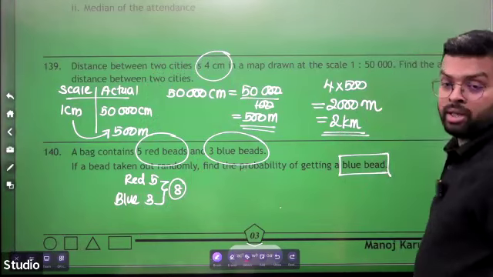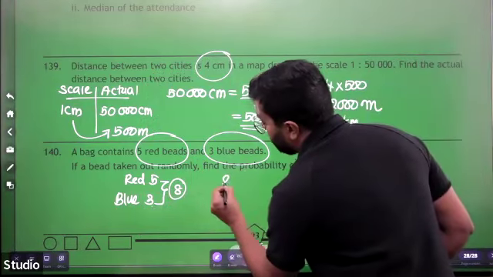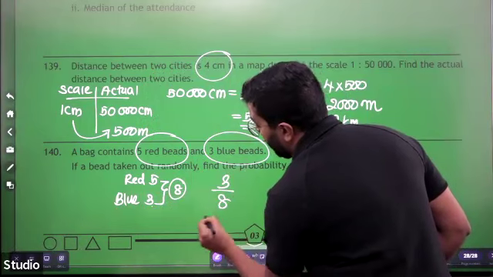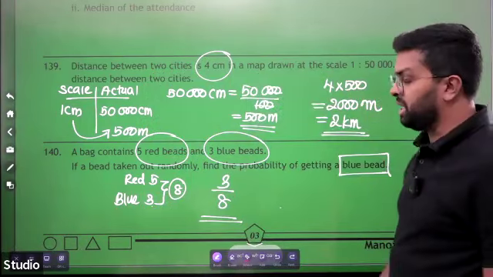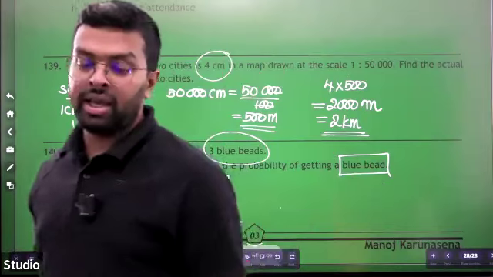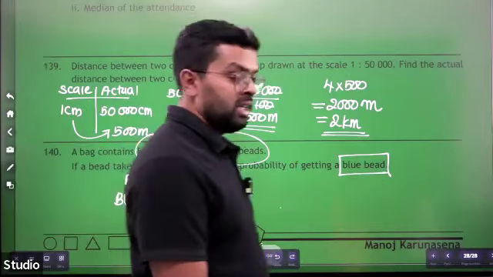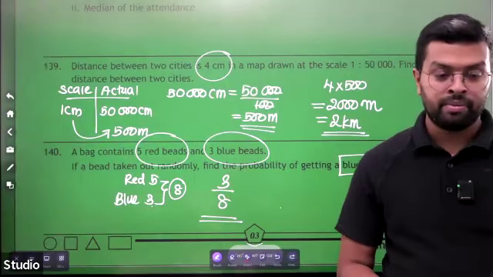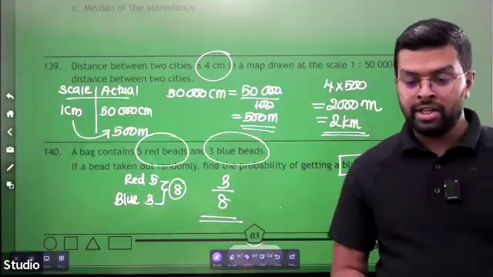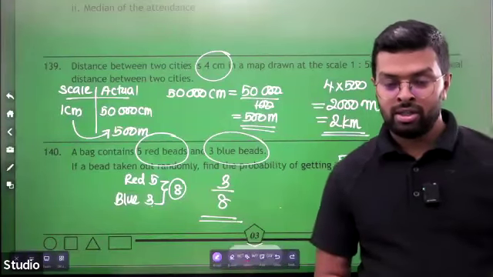You remember this, it is this week's lesson. So we have 3 blue color beads out of all the 8 beads. Probability is 3 over 8. All good.